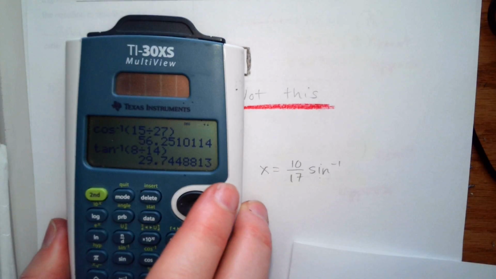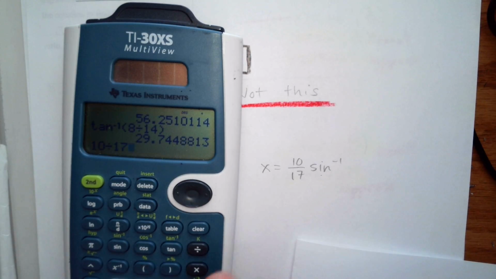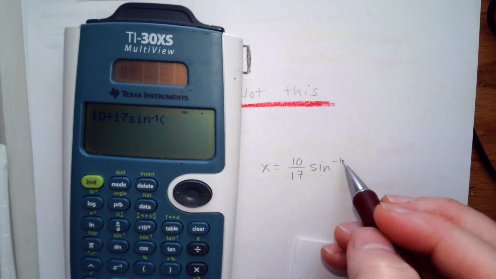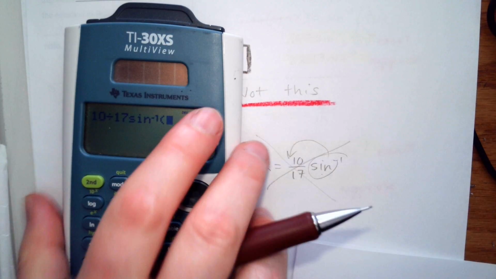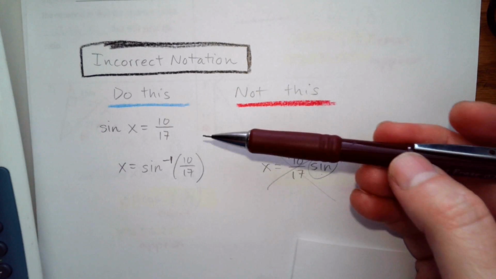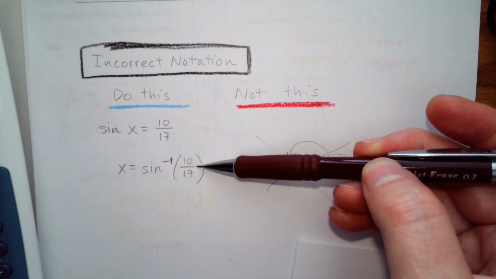Let me show you why. On the calculator, if you were to type in 10 divided by 17 and then hit the inverse sine and hit enter, it's going to say an error. This always must be in front of the fraction. So we don't want to do that. Always make sure that your notation is correct. Set up the ratio, and then you have the inverse of that trig ratio.